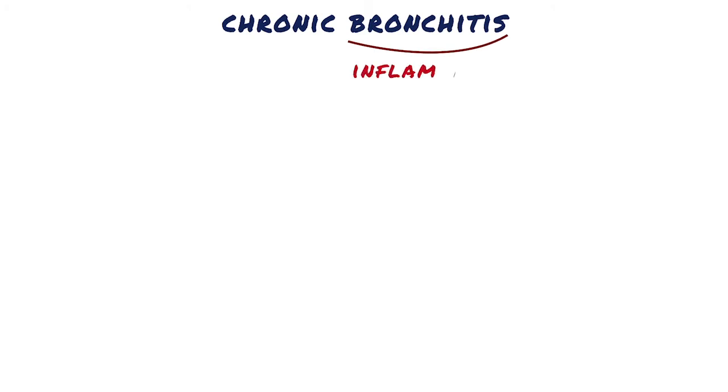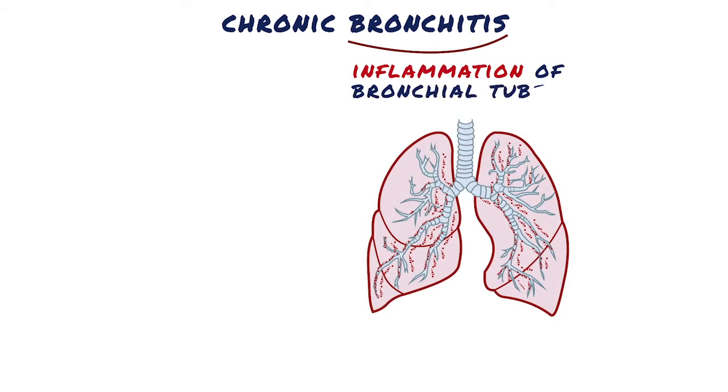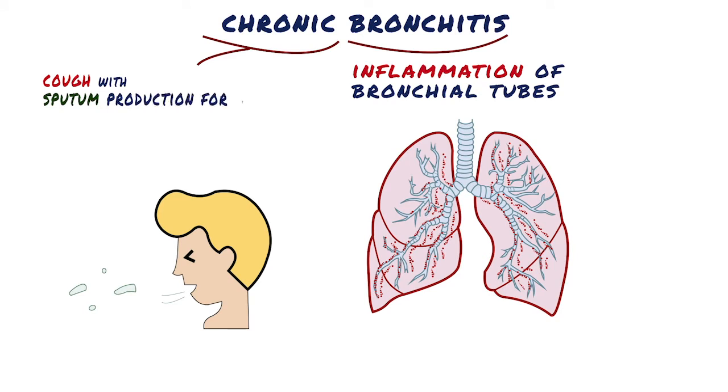Bronchitis is an inflammation of the lining of your bronchial tubes, which carry air to and from your lungs, and it's said to be chronic when there is persistent cough with sputum production for at least 3 months in at least 2 consecutive years in the absence of any other identifiable cause.